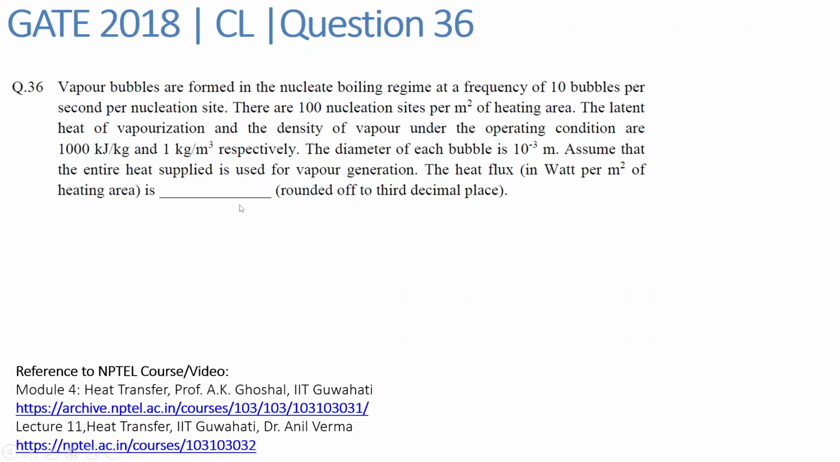is dash. So this question is related to the boiling and evaporation topic, and we have been given this nucleate boiling regime and asked to find the heat flux. So there won't be many formulas in this question. We have to just use the given data and match the units to find the heat flux. So let's see how we do that.